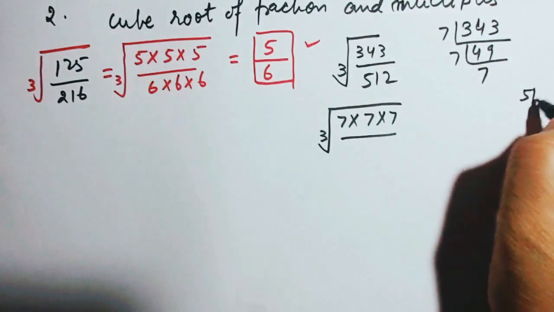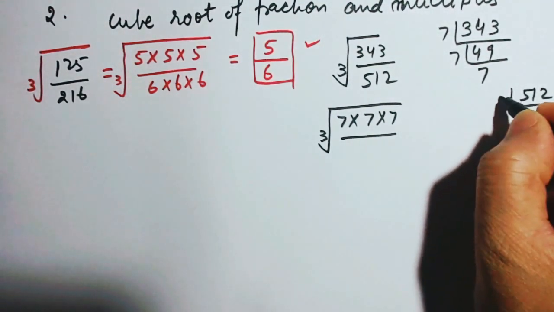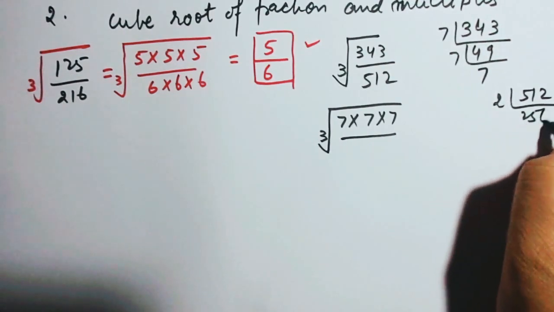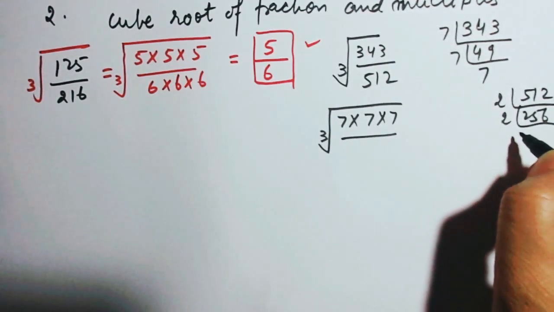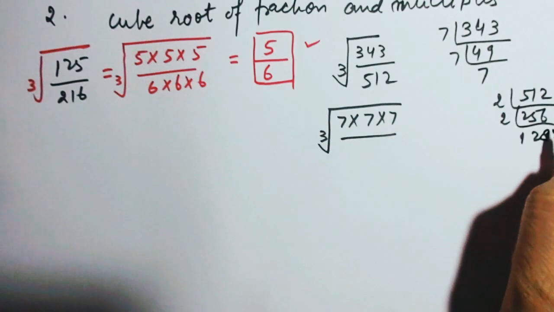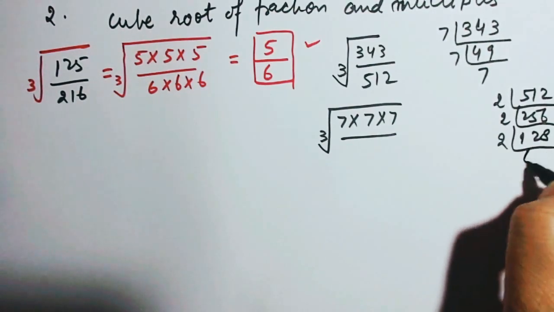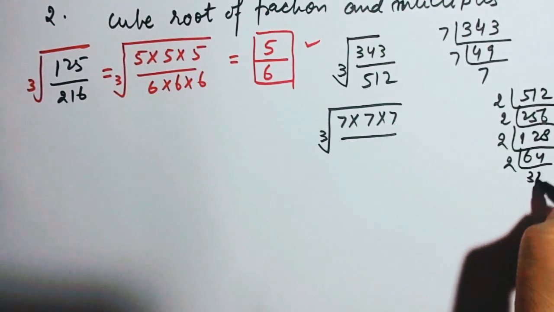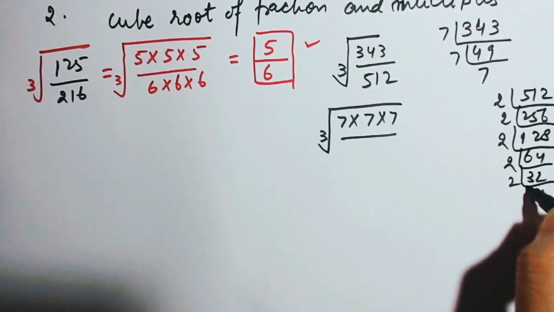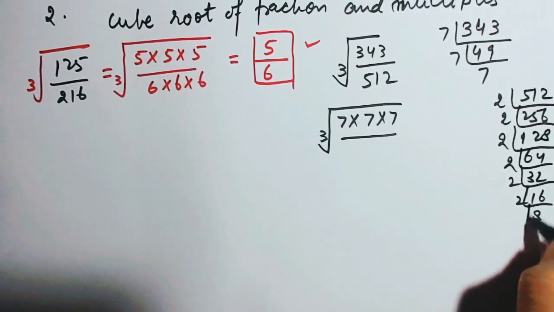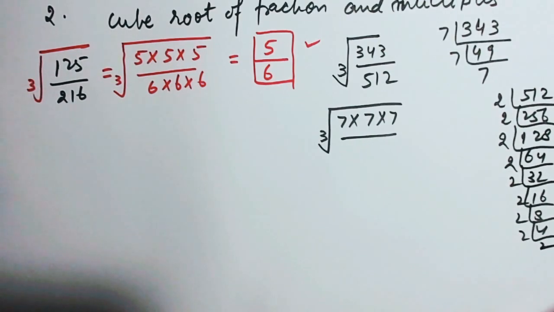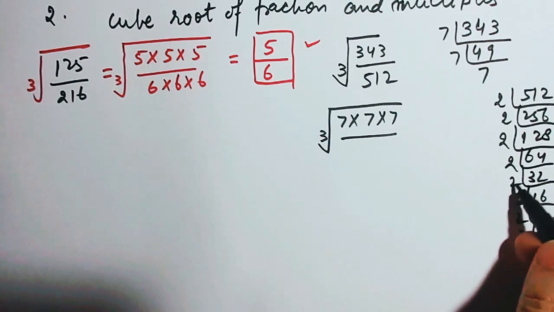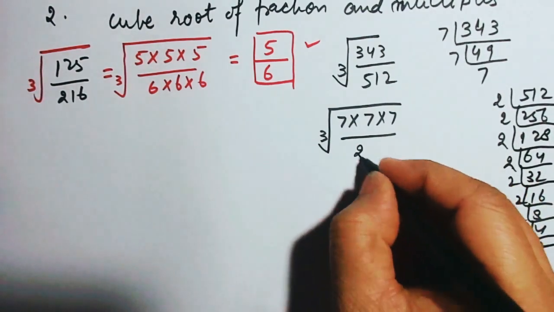While for 512, I'll have to find it out. Let me start with 2: 256, then again 2, 128, then 2 times 64, 2 times 32, 2 times 16, 2 times 8, 2 fours are 8, 2 twos are 4. So you will have to do this as quickly as possible. So what do you get? You are going to get 2 to the power 9.